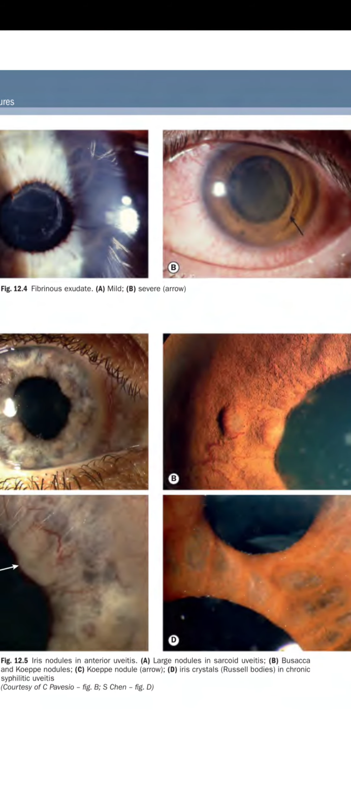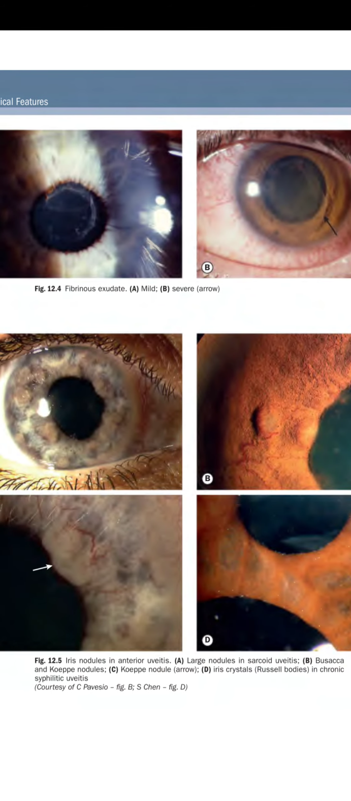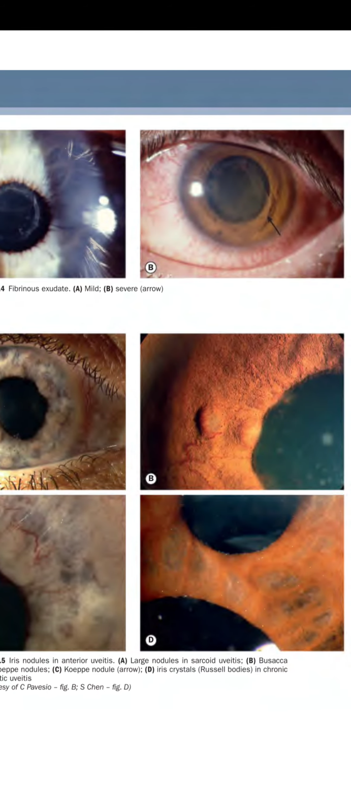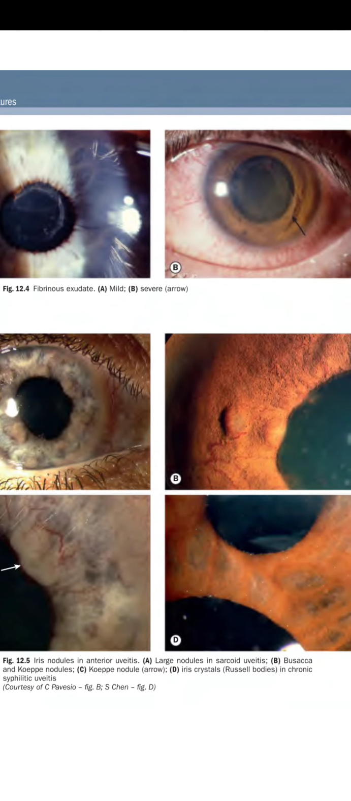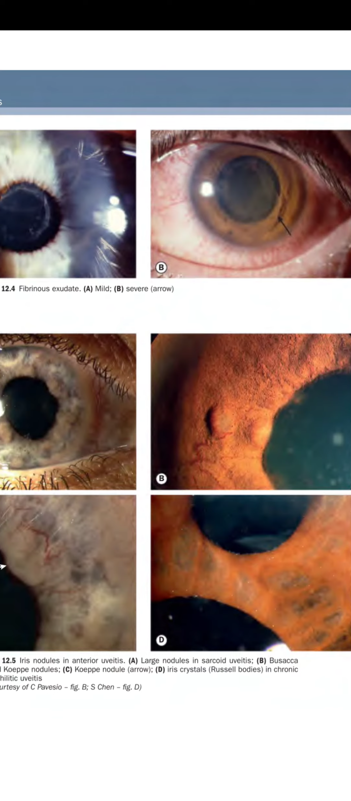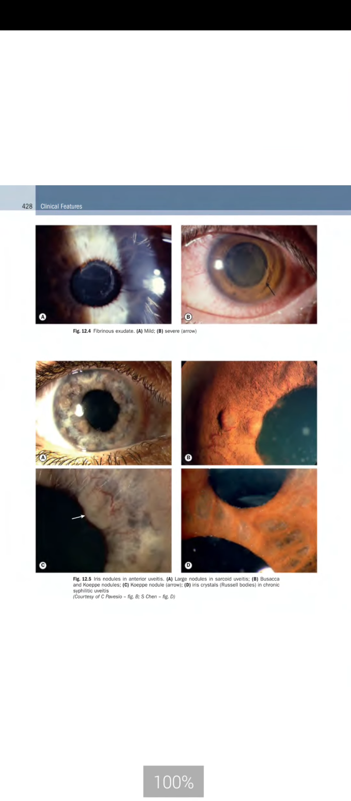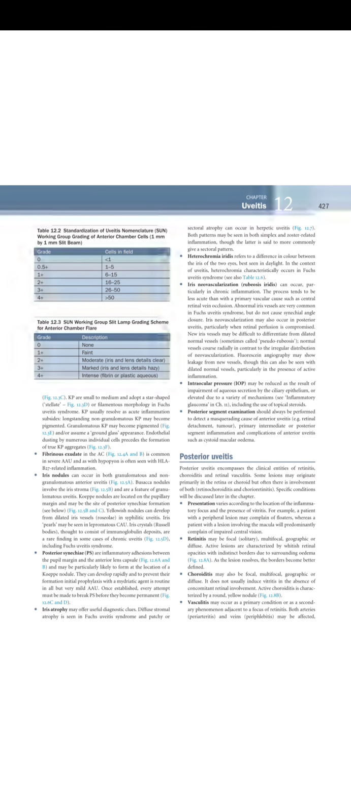A is showing a large nodule in sarcoid uveitis. B is showing Busacca nodules and Koeppe nodules. So this is a Busacca and this is Koeppe. And C is showing Koeppe nodules. D is showing iris crystals in chronic anterior uveitis, Russell bodies in a chronic anterior syphilitic uveitis.